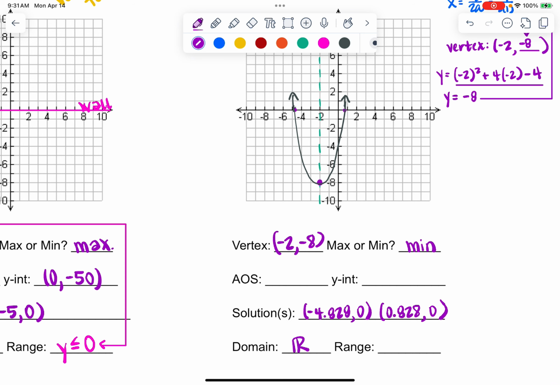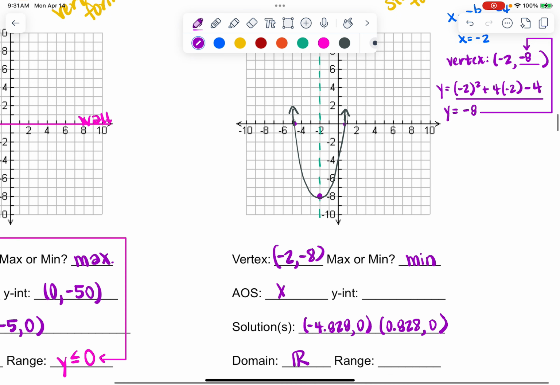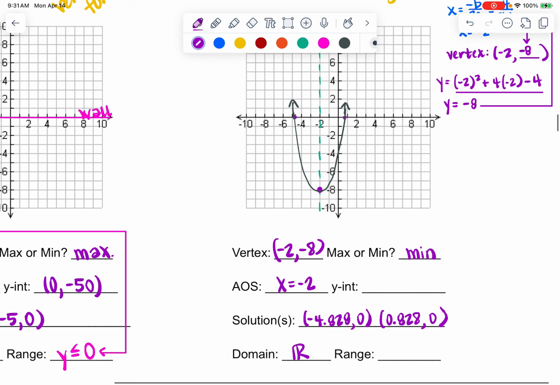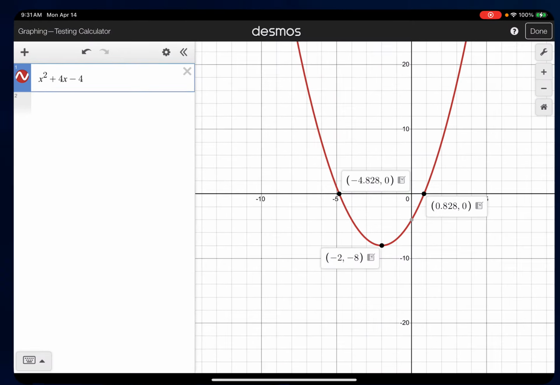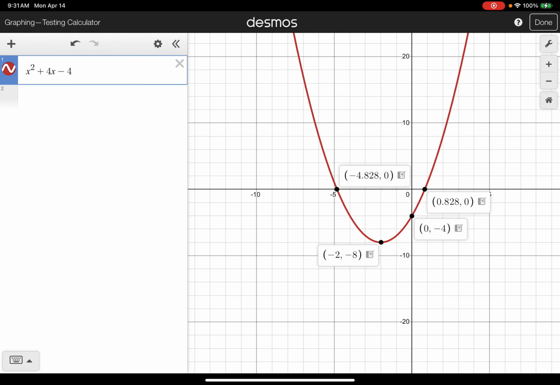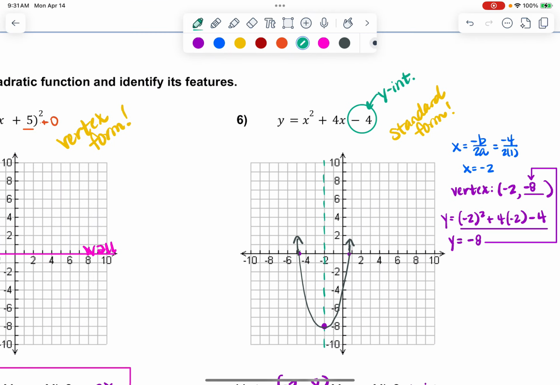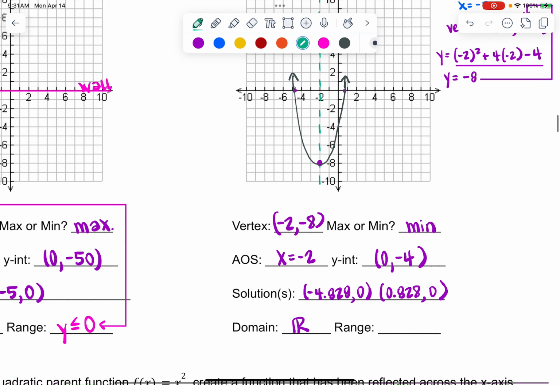All right. We already know our axis of symmetry is x equals negative 2 because we found that by hand. Our y-intercept, oh, that's a good question, right? I know the y-intercept is 0, negative 4 because when we're in standard form, the c value is the y-intercept. If you happen to forget that little fact, that's okay. Desmos to the rescue. I'm just going to tap on my y-intercept point, and it tells me that it's negative 4.